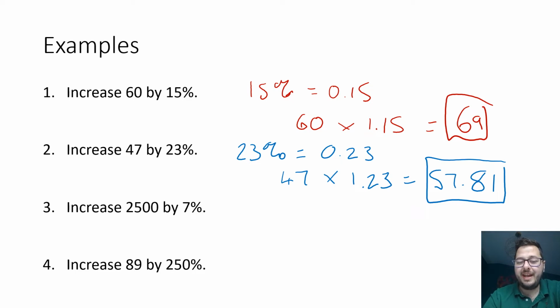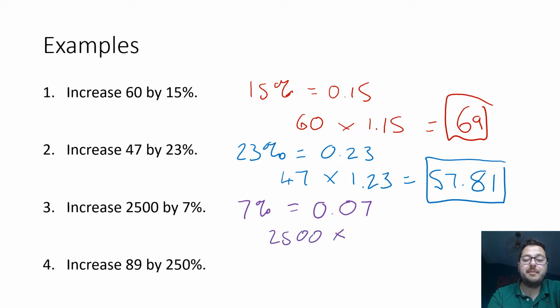Okay, great. All right, number 3, we want to increase 2,500 by 7%. Now just be a little bit careful here. 7% as a multiplier is not 0.7, because that'd be 70%. It's 0.07. So what we want to do is 2,500 times 1.07, and we end up with 2675.